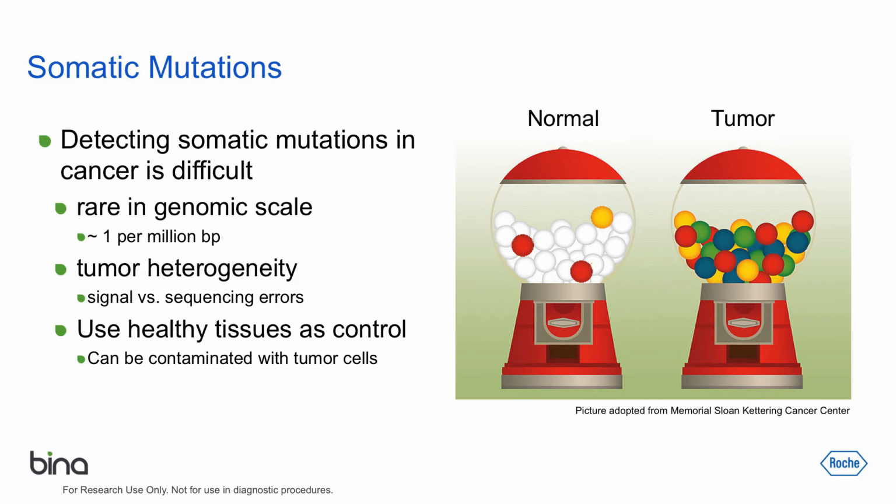One of the challenges is that tumors are very heterogeneous. There are many different subclones in a cancer. Each of them has a different mutation profile. And some of the mutations have very low frequencies, and that's the reason it's difficult to accurately detect somatic mutations in cancer. Another difficulty is that somatic mutations are actually quite rare. They occur about 1 per million base pairs.